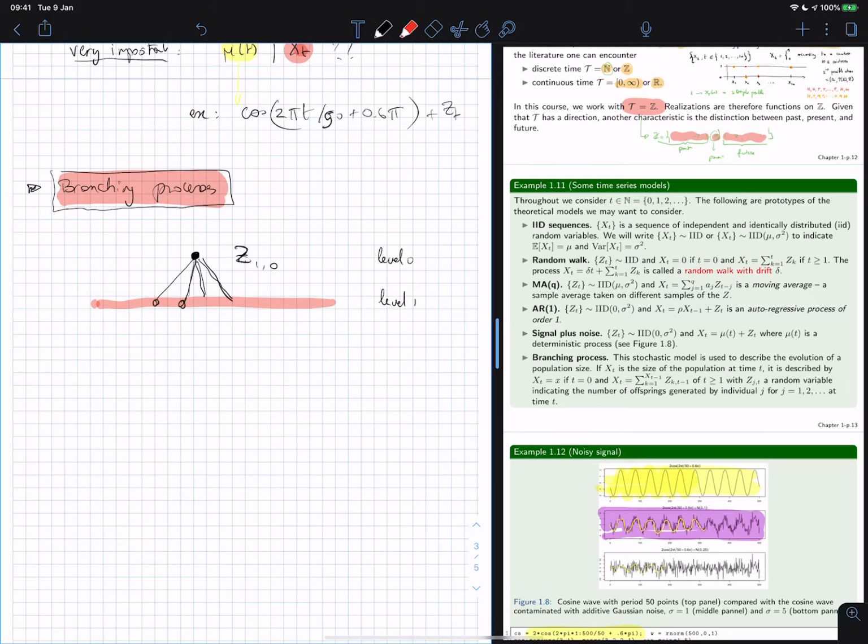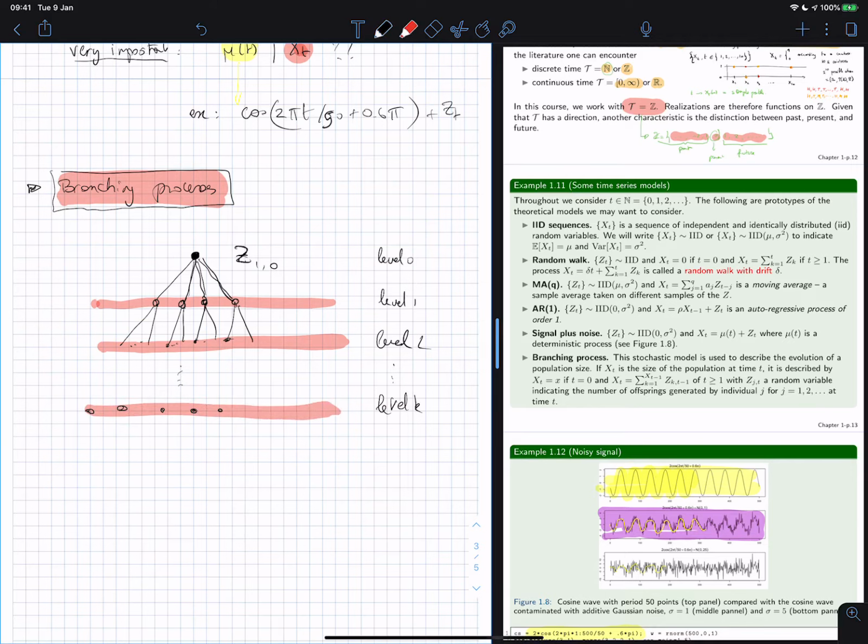Each of these babies born at level 1 will then itself give a certain number of offspring. Let's say this guy gives a certain number of offspring, this guy gives a certain number of offspring, and this guy, and so on. So this will give us level 2. And then we continue up to level K, in which case we would have a certain number of offspring. A certain number of these may die, and so on and so on.